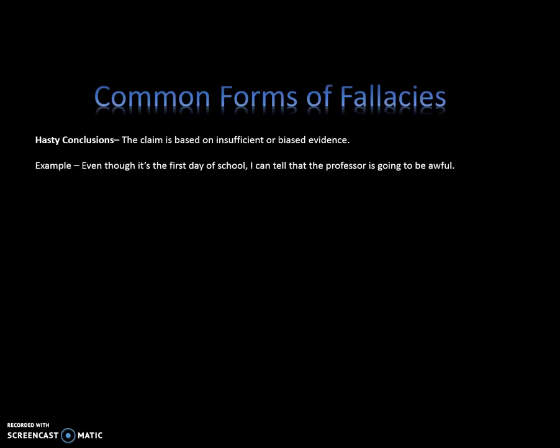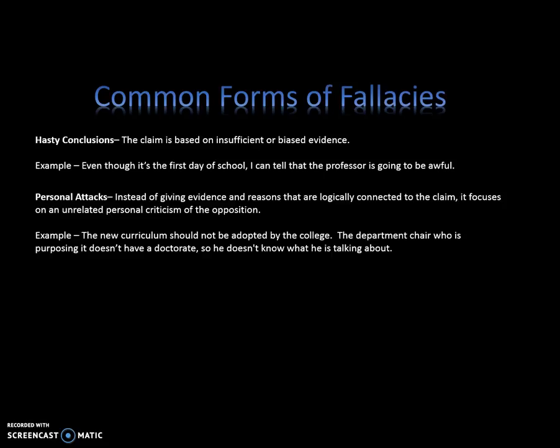Hasty conclusions is where the claim is based upon insufficient or biased evidence. So, for example, even though it's the first day of school, I can tell that the professor is going to be awful. Well, you don't actually have enough evidence to make that claim that it's going to be awful. And so that would be what we would call a hasty conclusion.